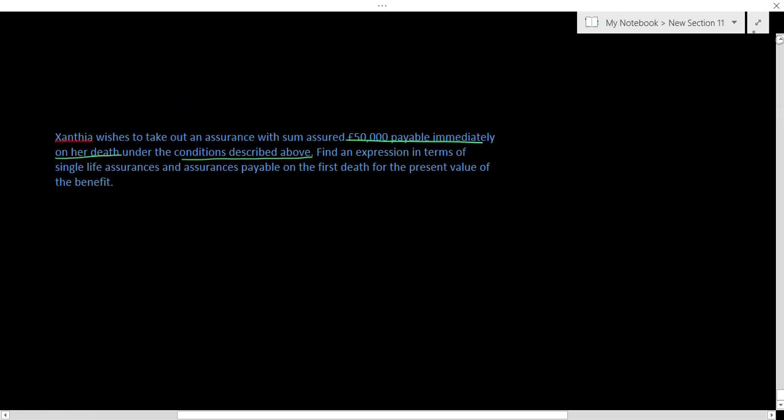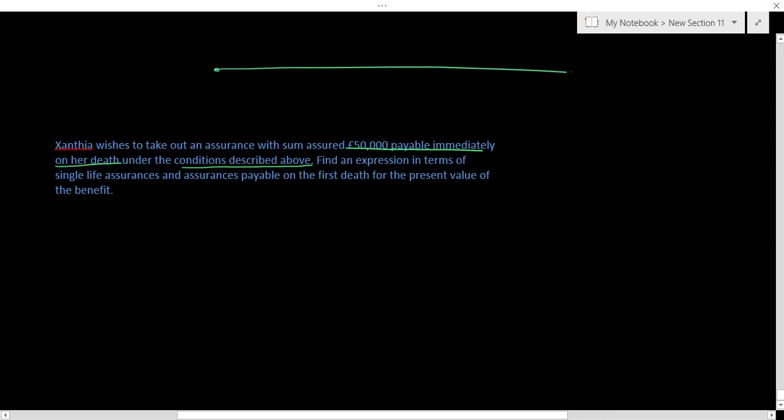Let's look at this. Xanthia wishes to take an assurance of 50,000 payable immediately, right? So the sister Xanthia is trying to take an assurance contract. It's not an annuity, it's an assurance contract of 50,000 payable immediately on her death. Okay, under the conditions described above. So the condition is that Xanthia has to die 5 years after Yolanda.